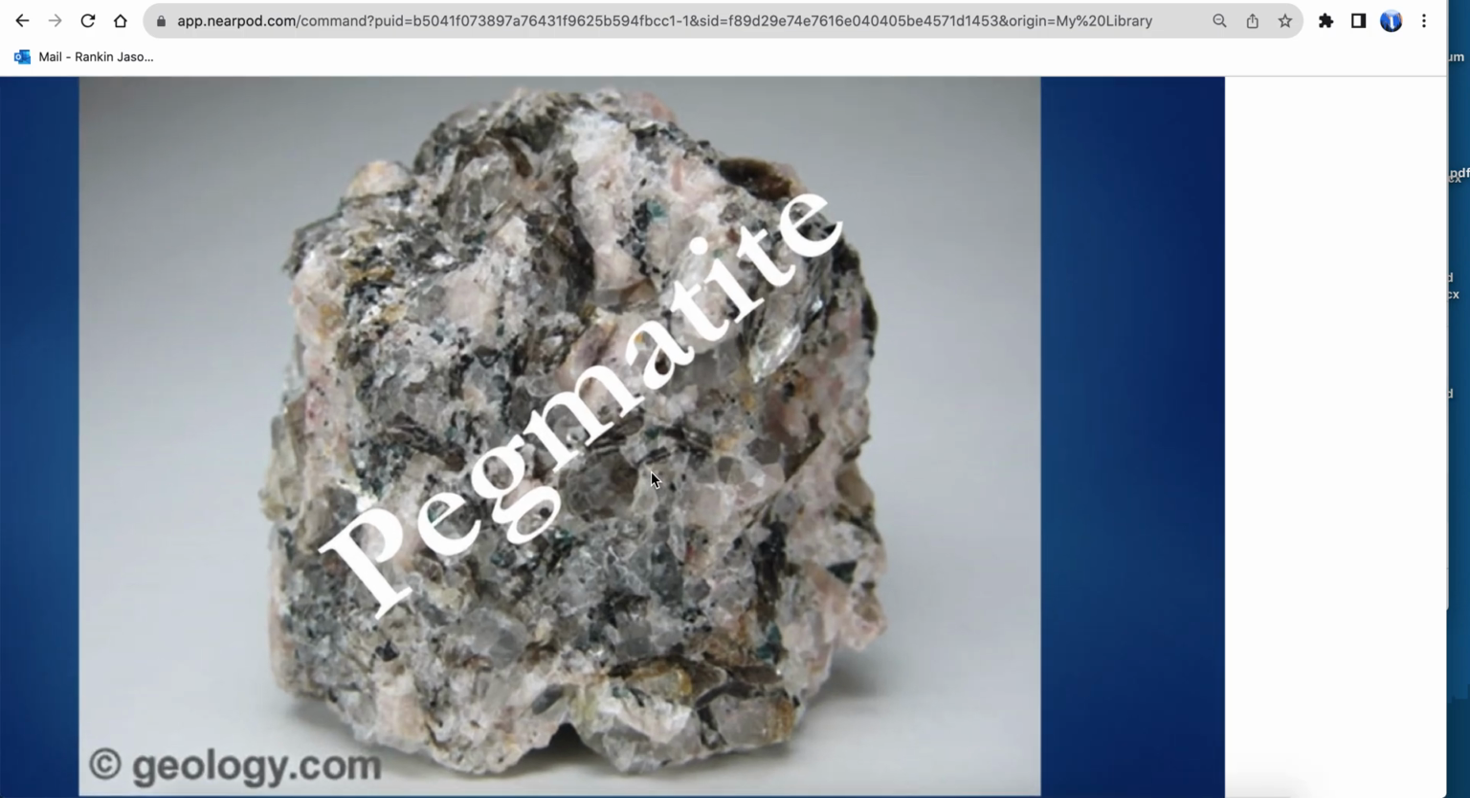All right, here's your pegmatite. These are the crystals that are bigger than 10 millimeters. All right, so I believe this is the same picture we had in the warm-up, and that would be an example of a pegmatite.